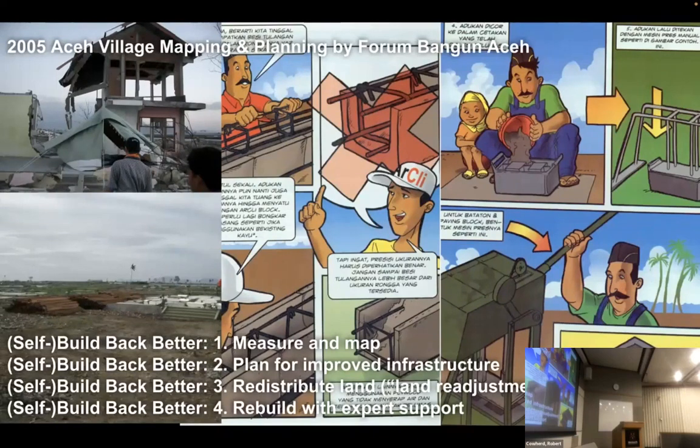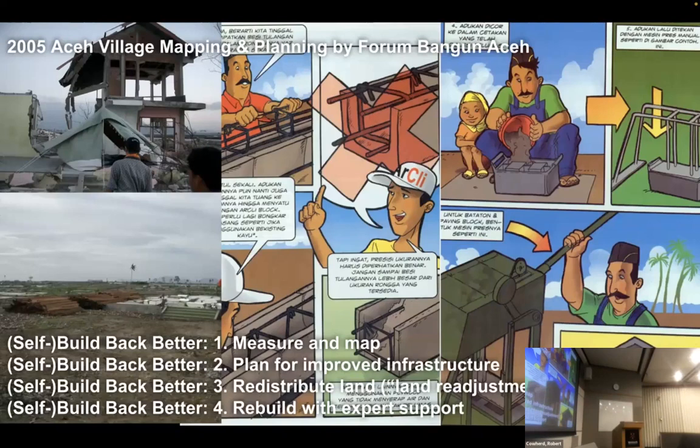When international organizations were forbidden from supplying the survivors with building materials, Oxfam and other groups would drive their trucks there at night, dump building materials, and head out. They were just dumping building supplies in the neighborhood, trusting that people would use them in their communities. The governor of Aceh declared our plan to be the one they endorsed, and hundreds of villages remapped and replanned their towns, and then they rebuilt it themselves.